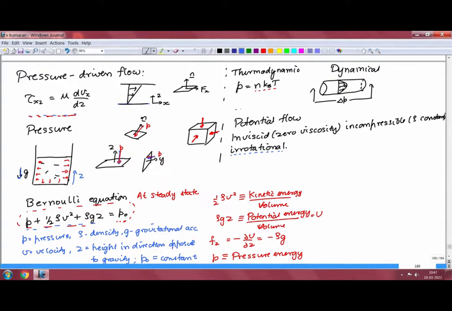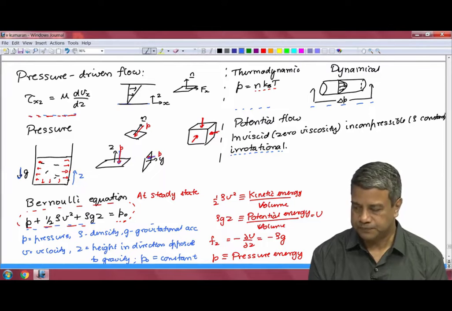And what we are discussing in this course is the dynamical pressure, not the thermodynamic pressure. The thermodynamic pressure is an absolute pressure. It has 0 value at absolute 0 temperature, whereas fluid flows are driven by pressure differences. So, what matters as far as a fluid flow is concerned is the pressure difference between two locations and not the absolute pressure itself.